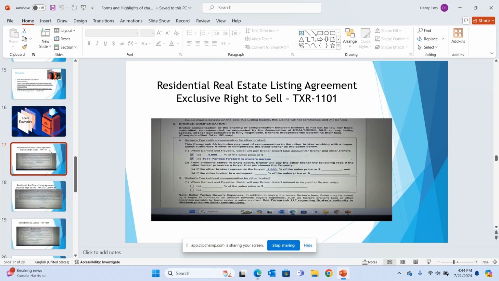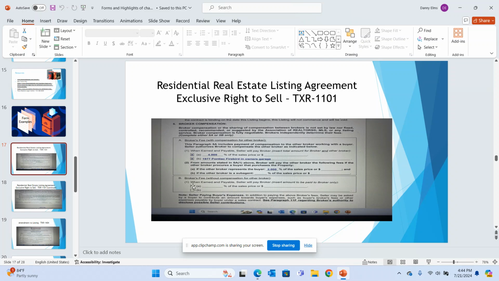So we're going to focus on this document here for the sake of time and trying to keep it short. If you look at the listing agreement, there is paragraph 5 and paragraph 8 that talk about the commission. Paragraph 8 is no longer there. It has been moved into paragraph 5, broker compensation. And you will fill out either paragraph 5A or paragraph 5B. These are mutually exclusive.